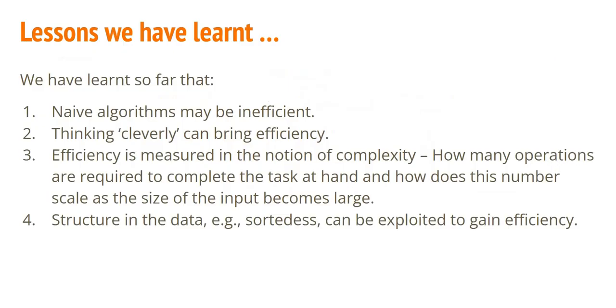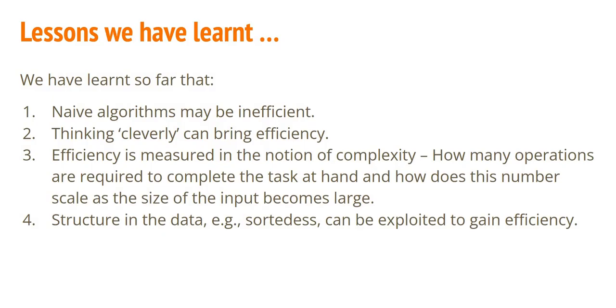So let's just recap what we have learned so far. Well, we have learned that naive algorithms are a good starting point, but they can be inefficient. And thinking cleverly can bring efficiency. We'll see this again today. Efficiency is measured in the notion of complexity, as to how many operations are required to complete the task at hand, and how this number scales as the size of the input becomes large. Now remember, we do not want our algorithm to be doing more work than what is needed, and hence this notion of complexity is kind of our guiding light.